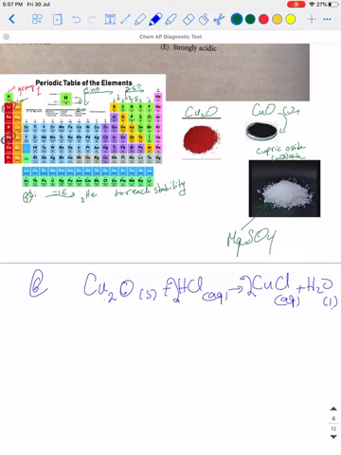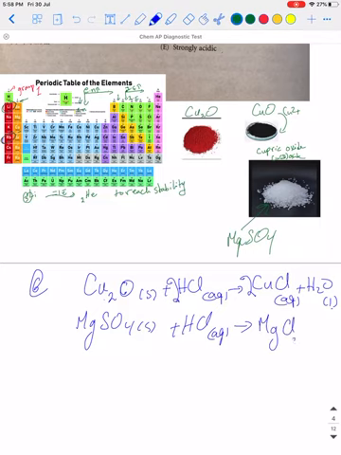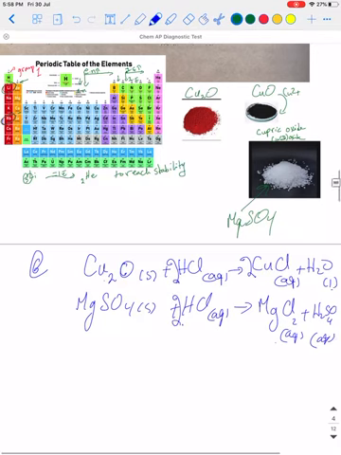Now let us see with the other one, magnesium sulfate. If I add HCl to magnesium sulfate, it is a double replacement reaction like the first one. It will give magnesium chloride and sulfuric acid. So it dissolves as well, and it needs balancing.